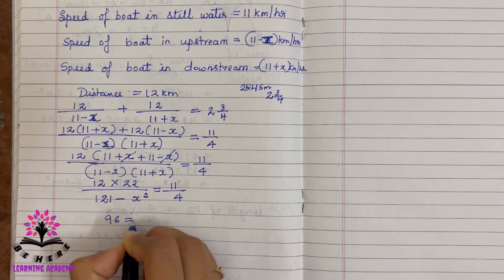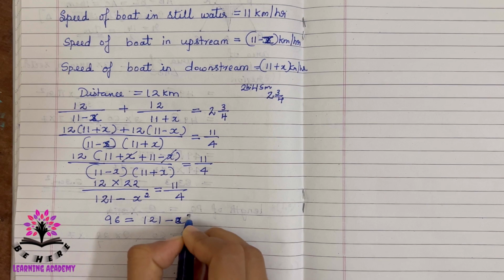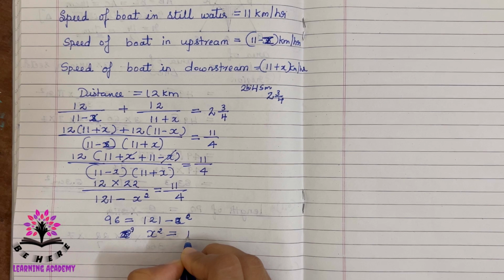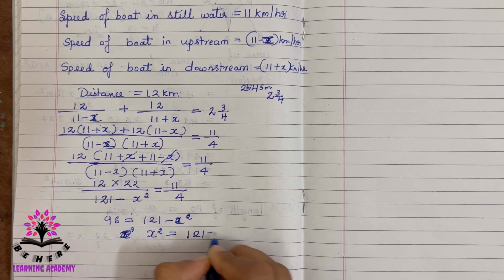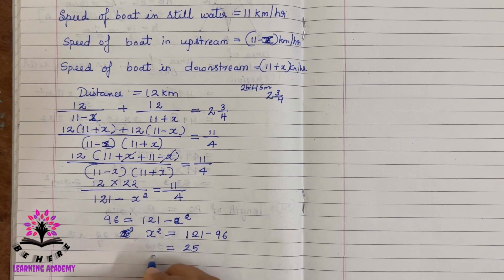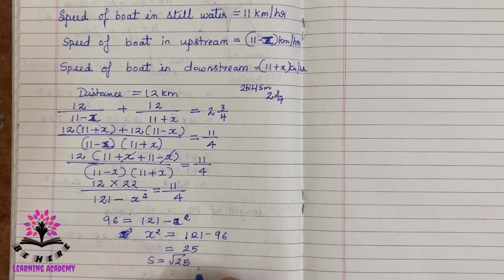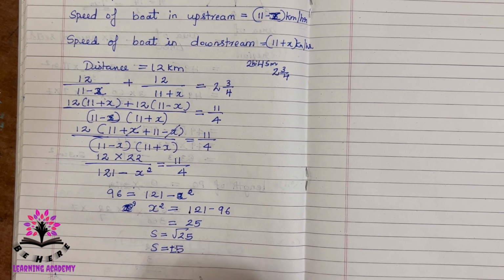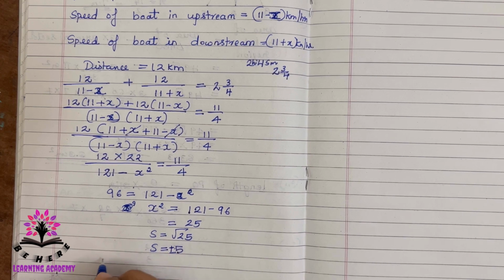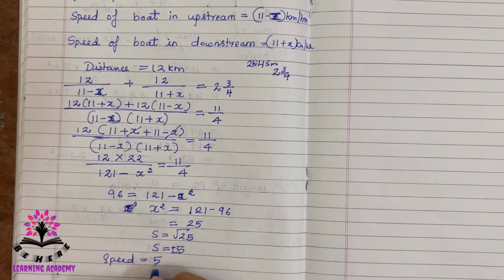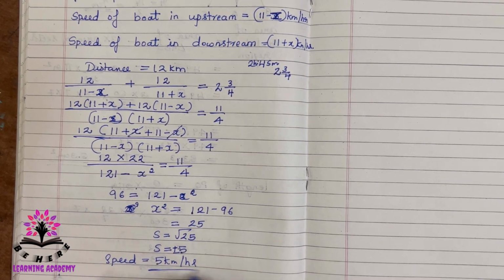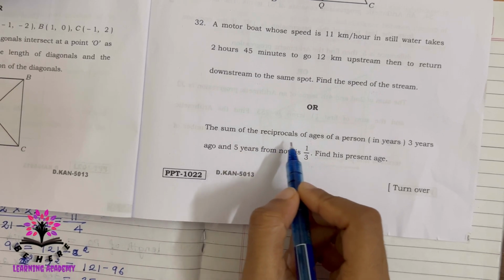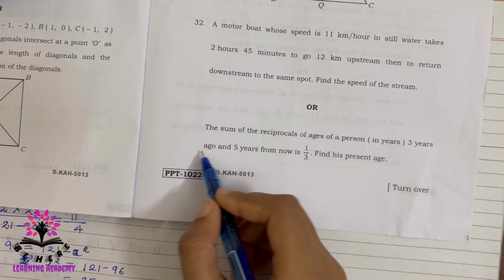We will get 96 is equal to 121 minus x square. So x square will be equal to 121 minus 96, that is equal to 25. x is equal to root of 25. So the value of x will be equal to plus or minus 5. Since the speed cannot be negative, we can consider the speed as 5 km per hour.